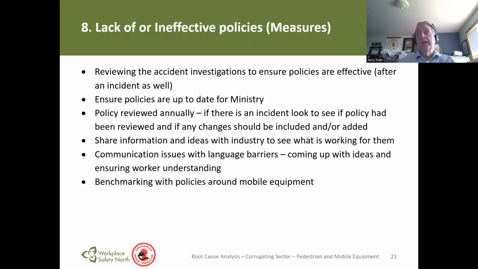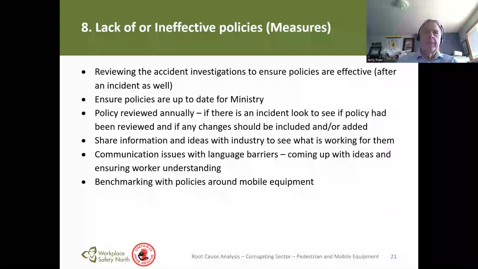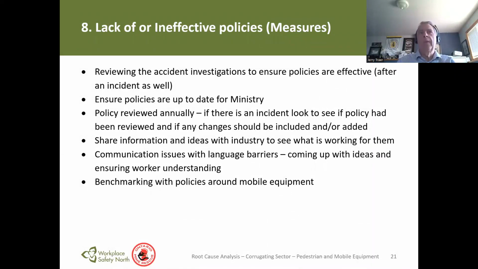We got into the lack of effective policies. So not only enforcing them, but actually having effective policies. So things like incident investigation, again, to review them, to ensure policies are effective, and putting something in place if we understand or notice that they aren't being effective. Ensure they're up to date for the ministry. Policy review annually. Is there an incident to look to see if the policy had been reviewed and if any changes should be included and or added? Communication issues with language barriers, coming up with ideas, ensure working understanding, and then benchmarking with policies around mobile equipment.